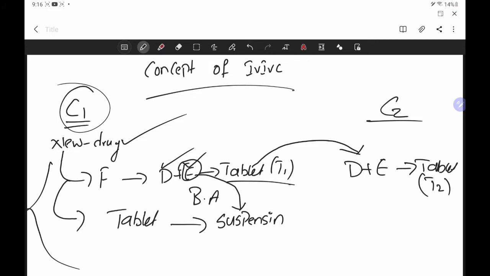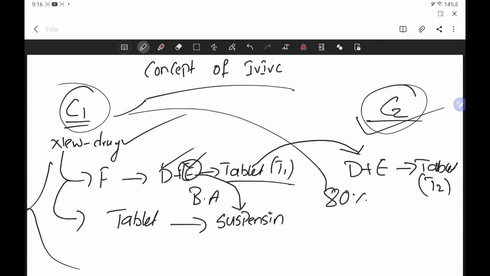Now again, if this company wants to release the drug into the market, then the regulator will ask company C2 to conduct a bioavailability study and show an 80% match with the innovator product. Here the innovator is C1. That match we call bioequivalence studies. We call two formulations bioequivalent when their bioavailability is matching 80% and above. Then we will call them bioequivalent products.